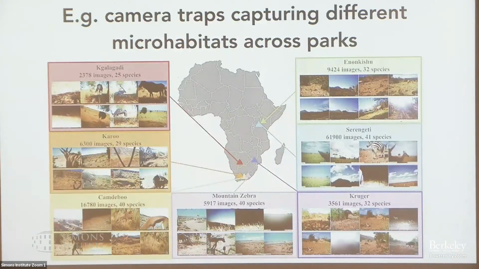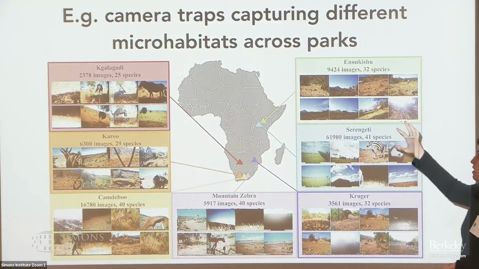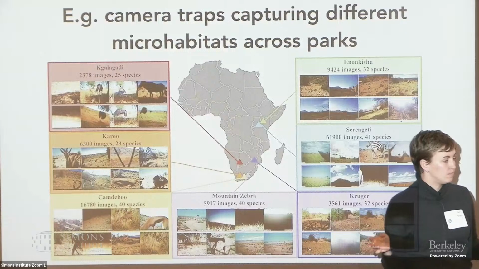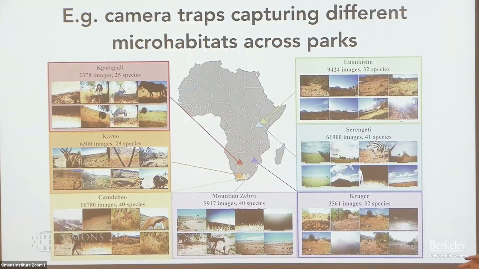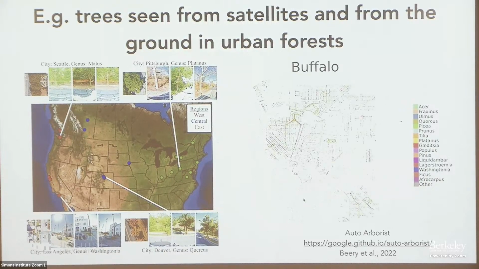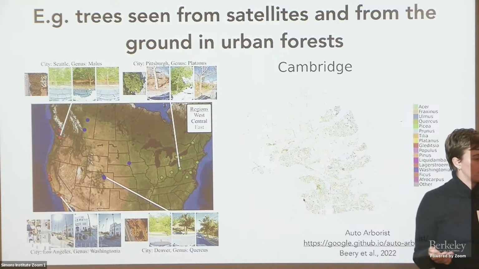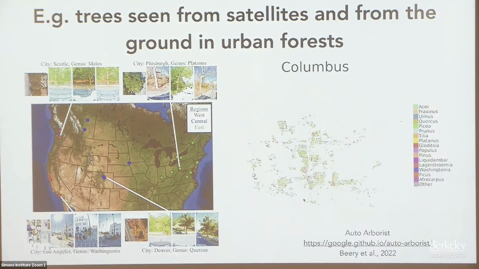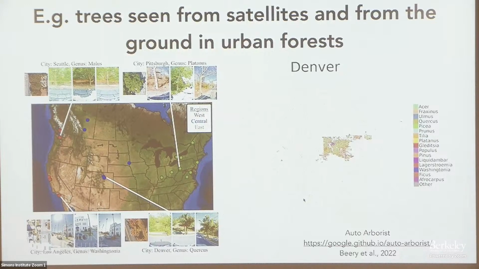You can also see, even within networks of very similar types of data, so these are all static networks of camera traps placed throughout the African continent, that you have drastic differences in the backgrounds and the species and the subpopulation frequencies across those sites. Or if you look at trees from satellites and from the ground, there's significant distribution difference as you go between different cities, just in terms of urban forests. And these are just a couple of many different applications we work on.